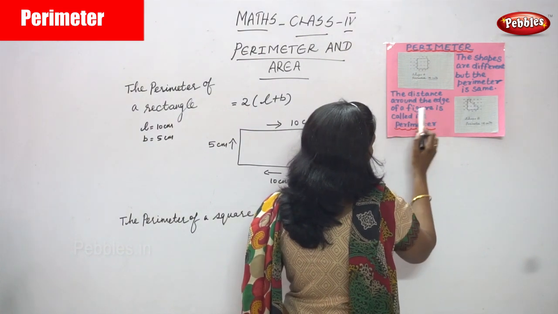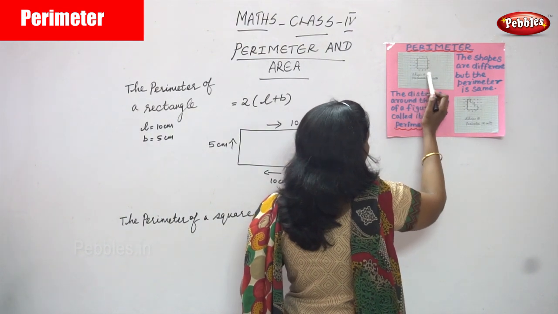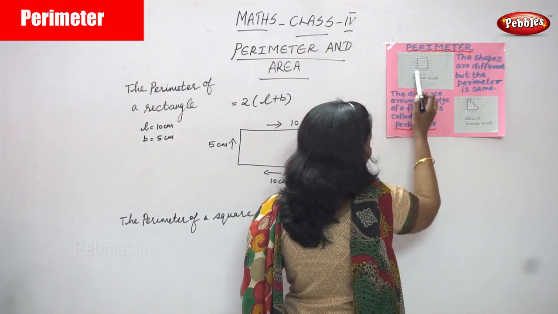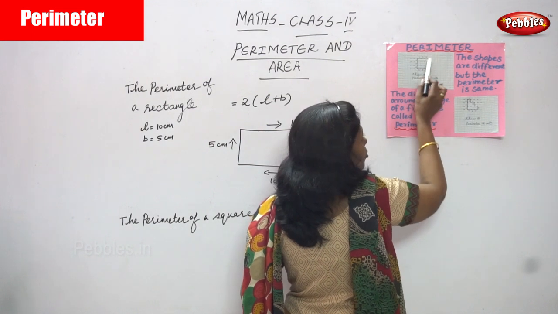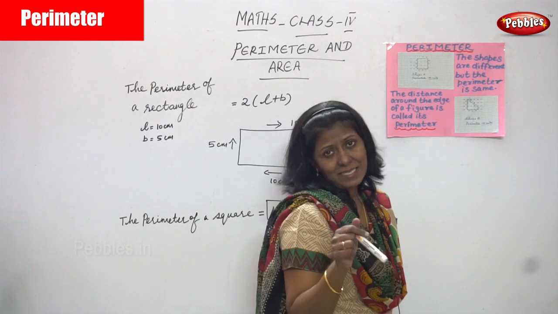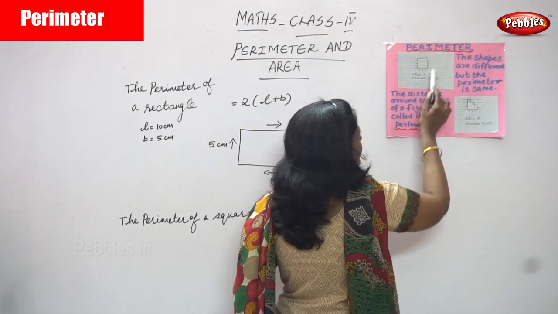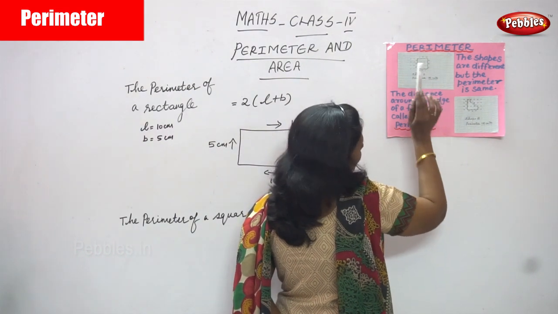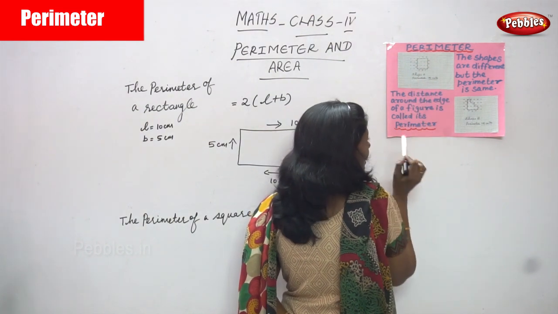The distance around the edge of the figure, so each and every edge, four edges are there. So the distance around the edge of the figure is called perimeter. That means the surrounding distance, the outside distance of the figure. Okay, it is not inside. Inside means it comes under area. So outside distance of the figure. That is what they mentioned.